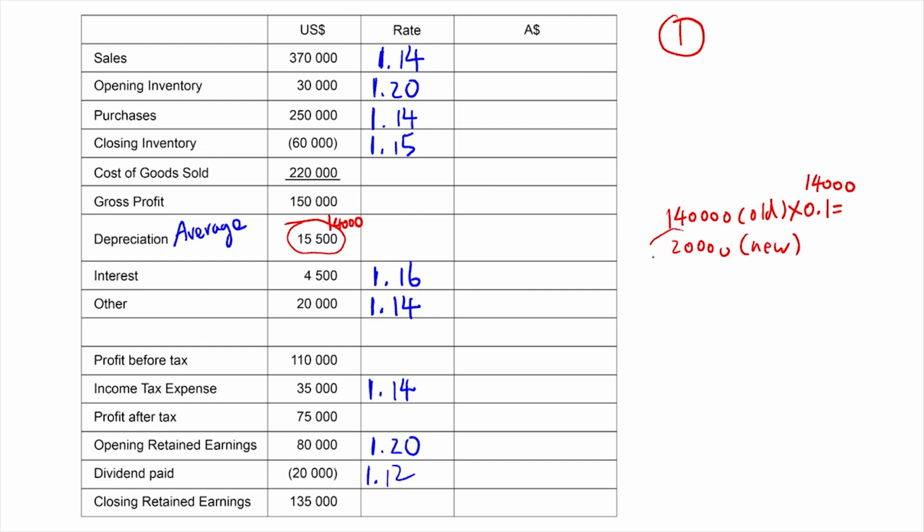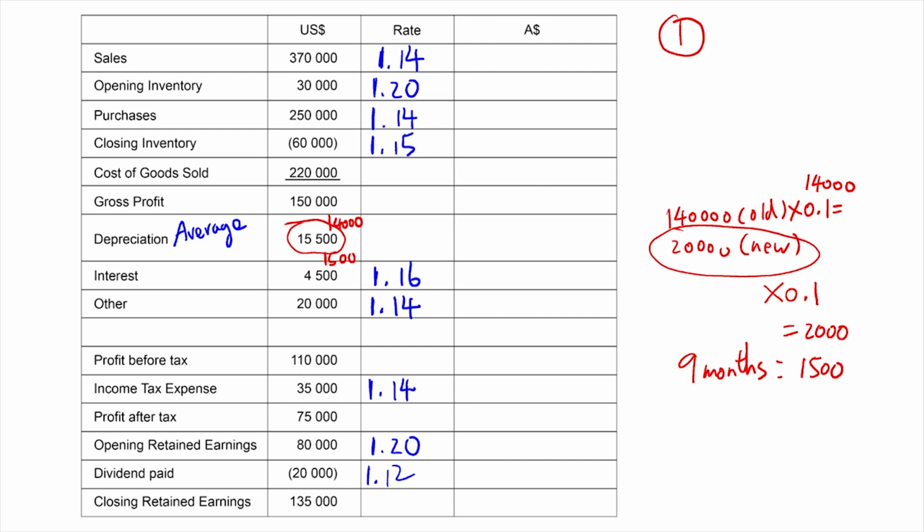On the other hand, we also got the new equipment. The new equipment, $20,000, is the new one. If you apply a 10% depreciation rate, you are going to get $2,000 per annum. But remember, we only got 9 months from the date that you purchased until the balance date. So 9 months of depreciation is going to give you $1,500. And this is how you actually get $15,500. Because you got the $14,000 from the old equipment and you also got $1,500 for the new equipment.